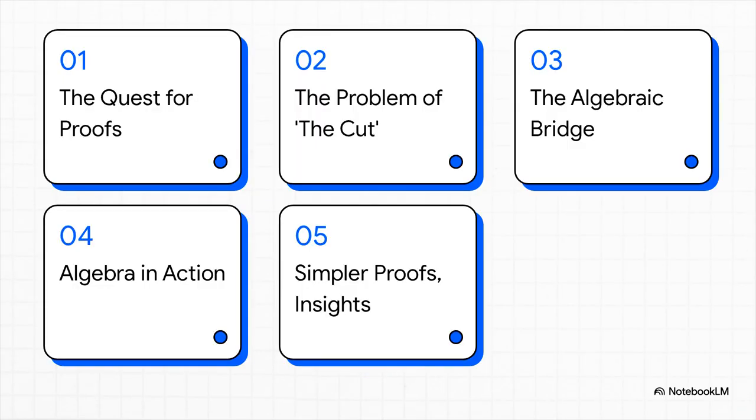So here's our roadmap for today. We'll start with this quest for the perfect proof. Then we'll talk about the biggest obstacle logicians run into, something called the cut. And after that, we'll reveal how this brilliant bridge to algebra gives us the solution. We'll see it in action and then wrap up with why this whole connection is so incredibly insightful.